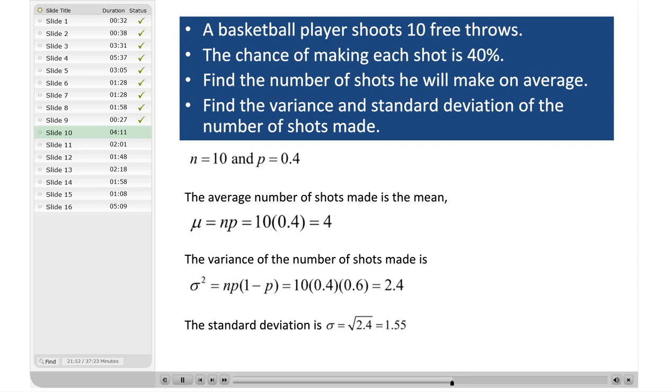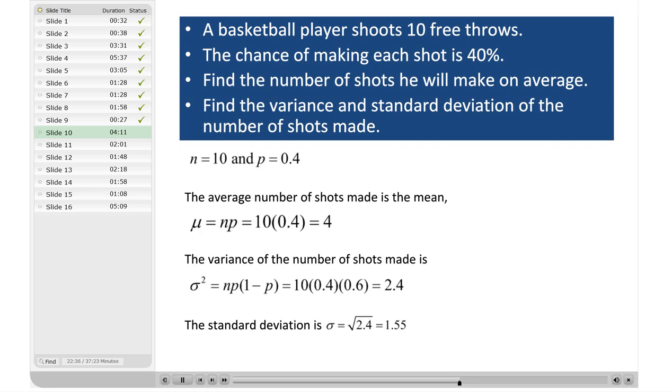Also, if you look back to chapter 2, we talked about the normal rule, which said that about 95% of the time, an observation will be within 2 standard deviations of the mean. Now that only works for normal distributions, but it turns out that this distribution is approximately normal. So if we take the standard deviation, which is 1.55, and multiply it by 2, we get 3. And if we take 4 minus 3, we get 1. If we take 4 plus 3, we get 7. If you calculate the probability that this basketball player makes between 1 and 7 shots, the answer is about 98%.